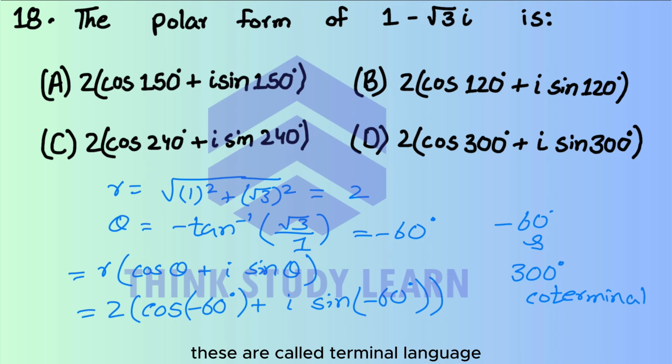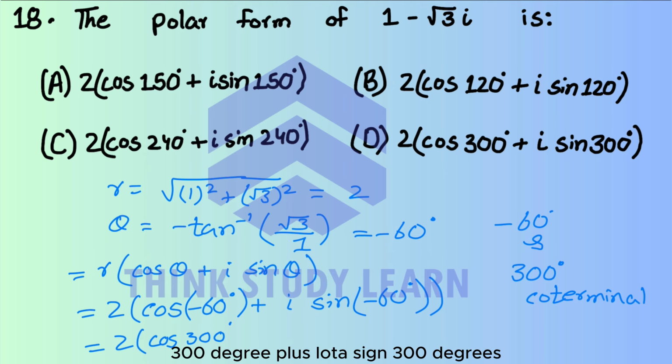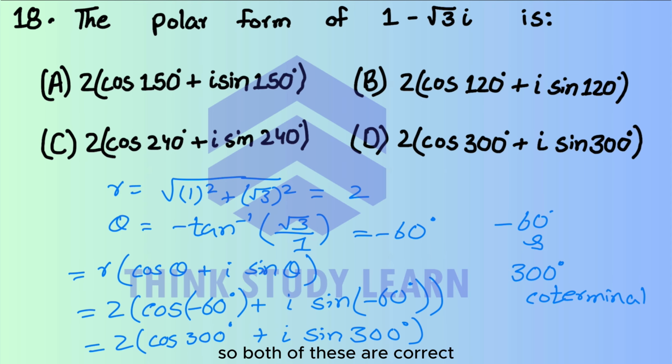These are coterminal angles, so the other relation can be cos 300 degree plus iota sine 300 degrees. So both of these are correct. D option hence will be the right answer.